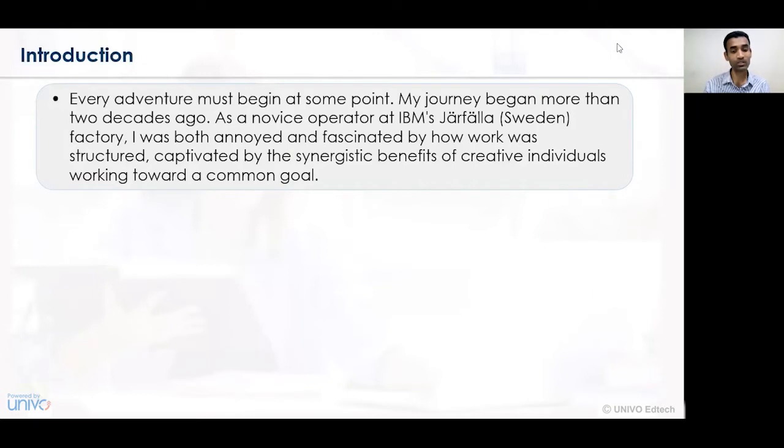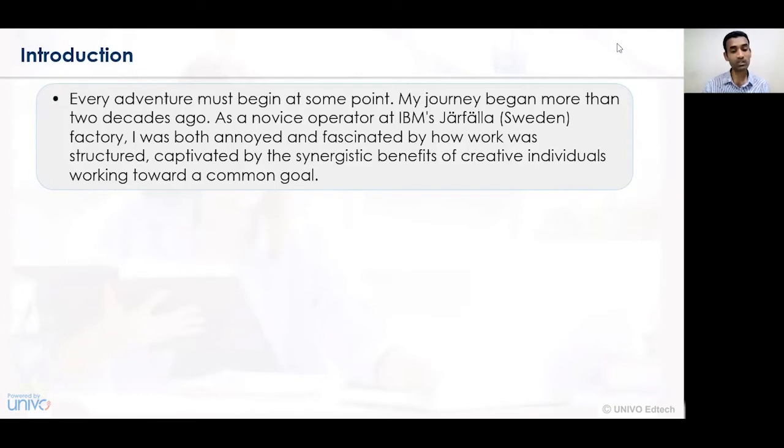So as a novice operator at IBM's Järfälla, that is a Sweden factory, the particular researcher was both annoyed and fascinated by how work was being structured, captivated by the synergetic benefits of creative individuals working towards a common goal. So here, the case study of a particular individual's journey is introduced, as to how the various novice operator activities were undertaken at IBM. And the location was Järfälla, which is a factory in Sweden.